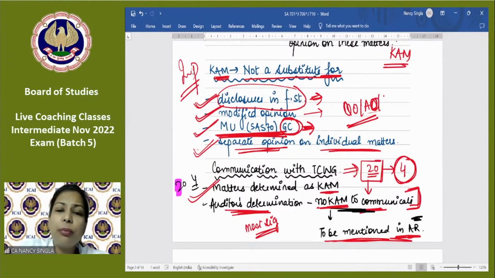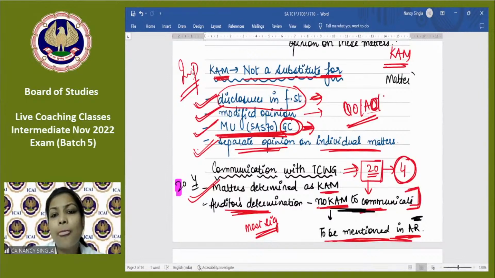Instead of giving a modified opinion, can the auditor give a key audit matter? No. In the same way, it is not a substitute for the going concern paragraph that the auditor needs to mention in terms of SA 570. Further, it is not a substitute for any separate opinion on individual matters. It will not be that on some matter the auditor needs to give an opinion and he gives a separate opinion by way of key audit matter. One opinion will come where? In the opinion section. So look, key audit matter is not an opinion.